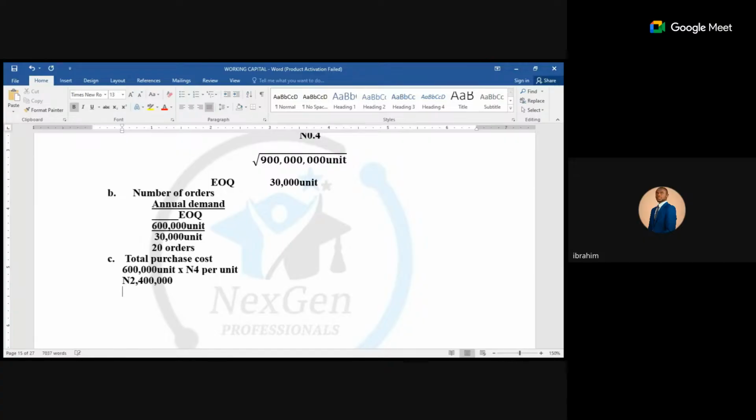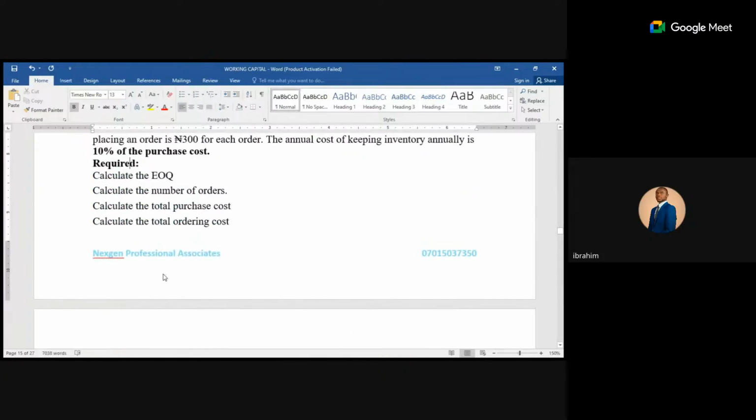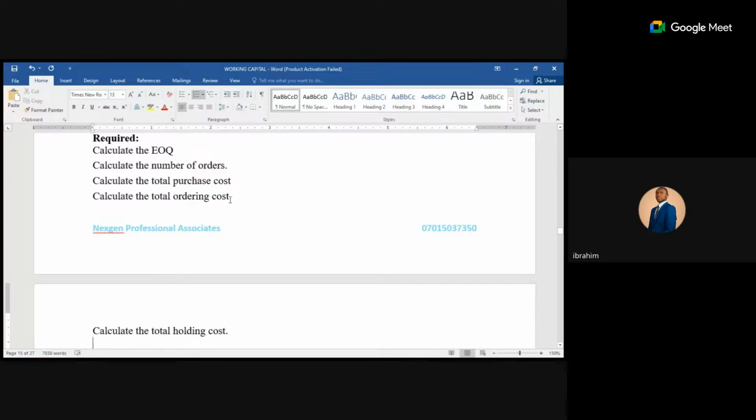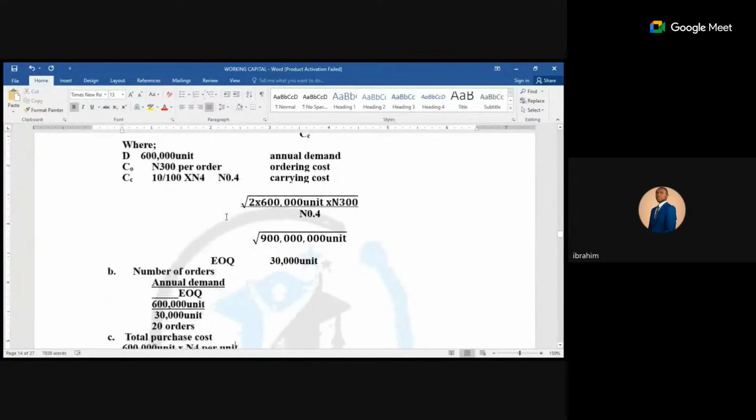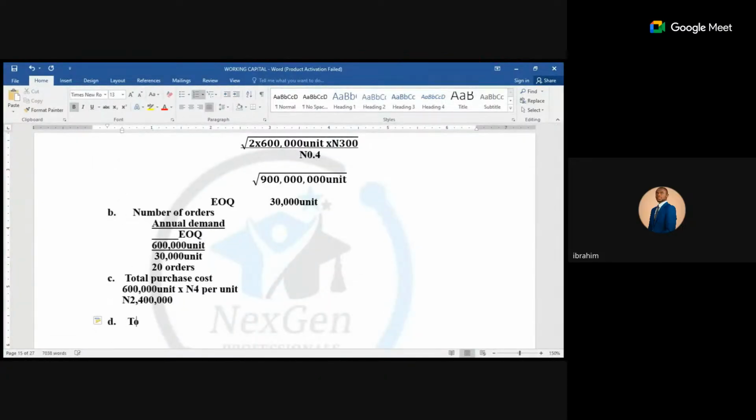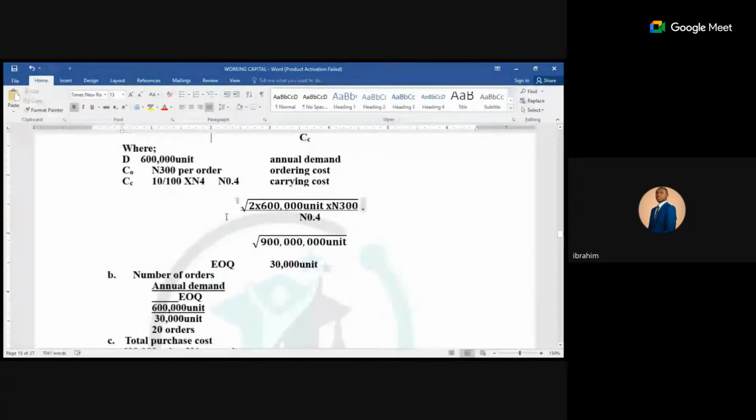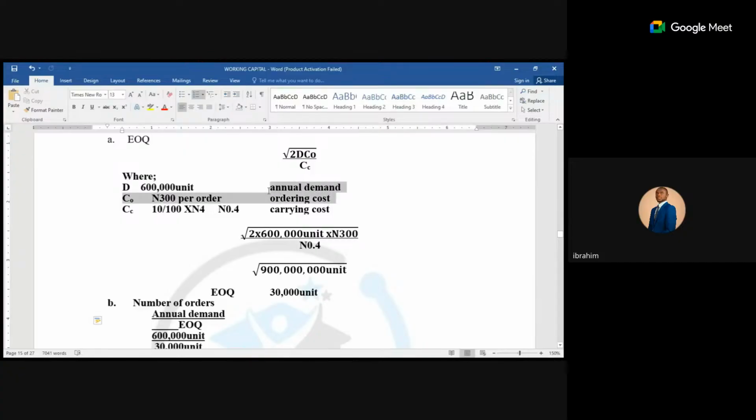We move to the next question. D. What will be the next question? Total ordering costs. What will be the total ordering costs according to the examiner? What is the ordering cost per order? 300 naira per order.